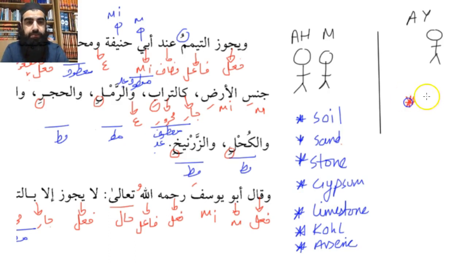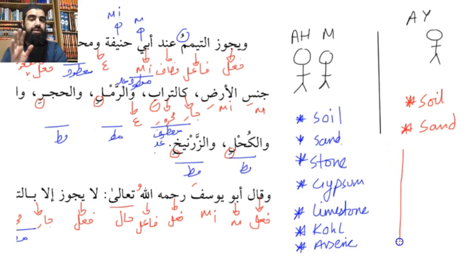Imam Abu Yusuf, on the other hand, rahimahullah, says that you're only allowed to use soil and sand. That's all. So soil in your back garden or your front garden, sand if you go to the beach or if you're in a desert somewhere, that's the only thing that you can use. You can't use all these other things. So stone and gypsum and limestone and kuhul and arsenic, he doesn't seem to allow these things. Okay? Right.